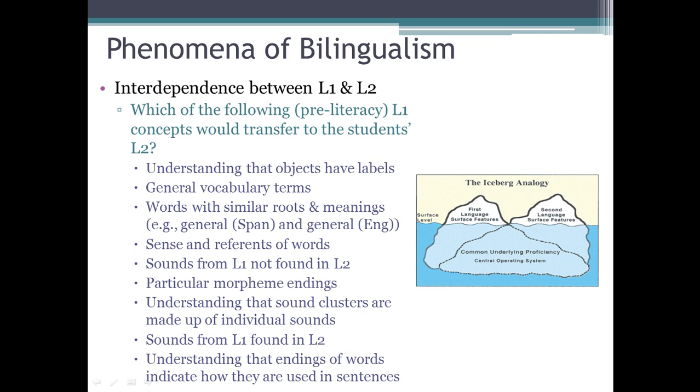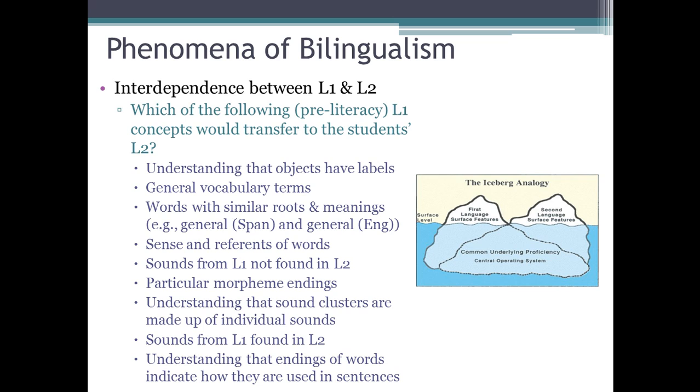Think through which of the following concepts would go below the water, meaning that it's something that can be transferred across language. It's a skill that can be transferred. And then which ones would go above the water, meaning that it is specific to one language and would have to be relearned in the other language.